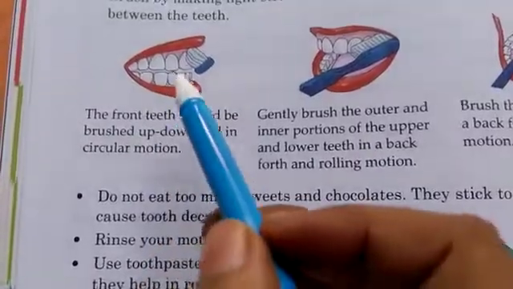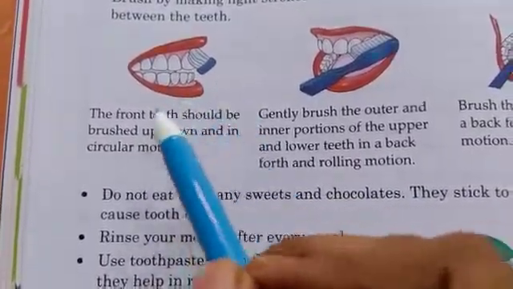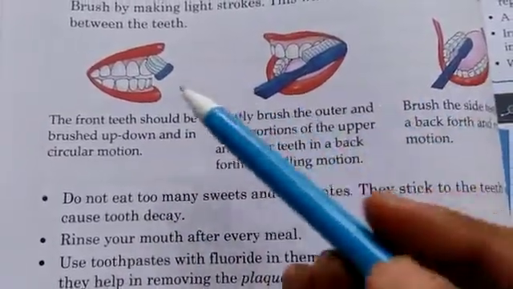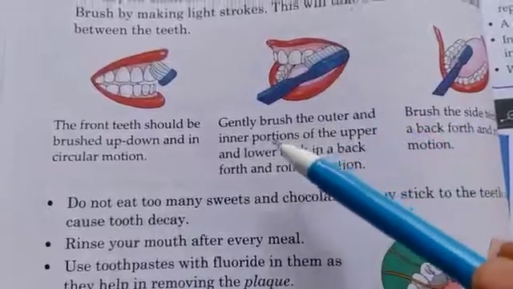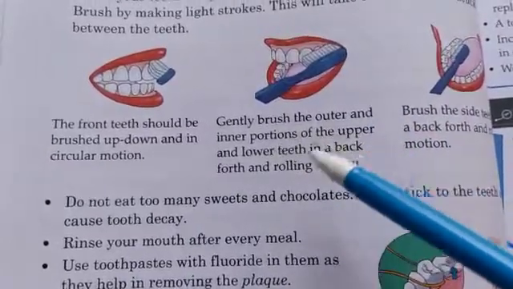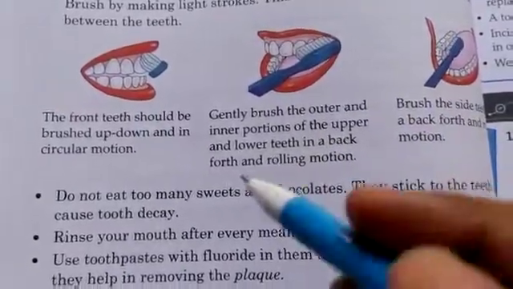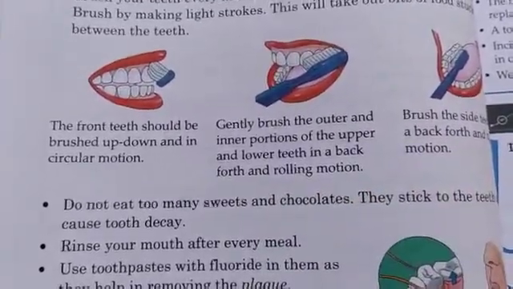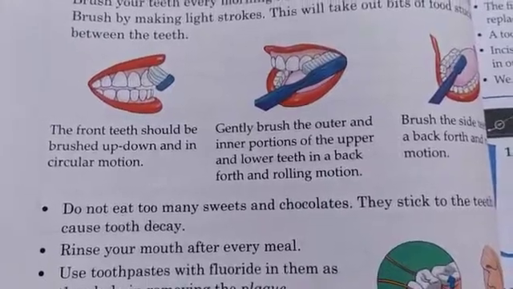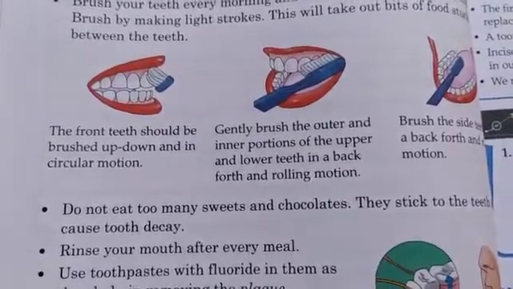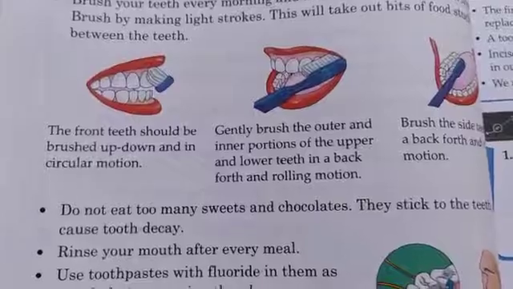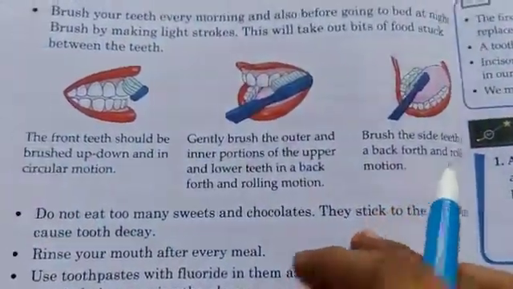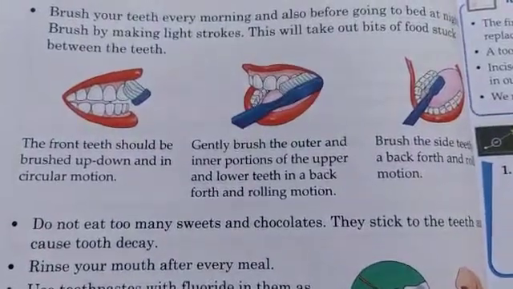Here you can see the front teeth should be brushed up and down in a circular motion. You can see the position of how we should brush our teeth. Gently brush the outer and inner portion of the upper and lower teeth in a back and forth rolling motion. Along with this, we should brush the side teeth in a back and forth rolling motion, so that the teeth are cleaned properly.